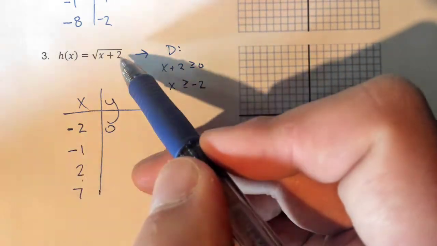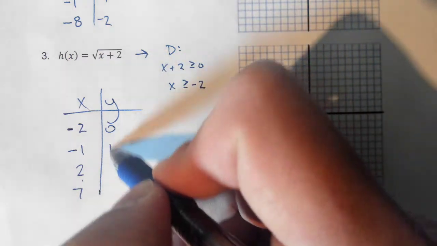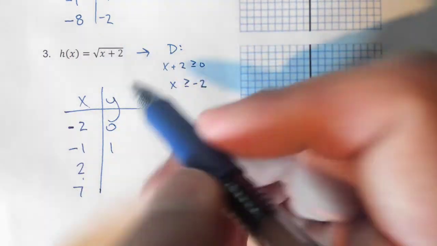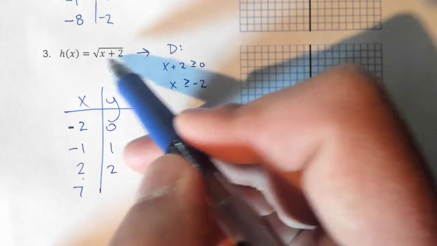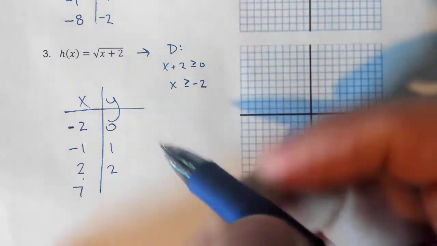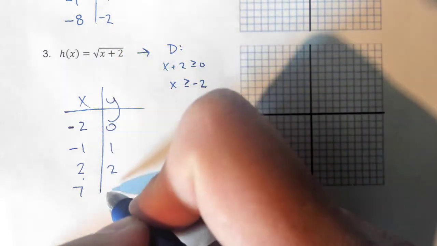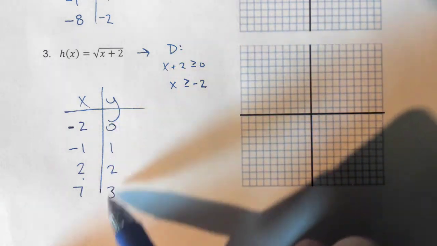Negative 1 plus 2 is 1. What's the square root of 1? 1. 2 plus 2 is 4. What's the square root of 4? 2. 7 plus 2 is 9. What's the square root of 9? 3. So now you see why I picked these values.